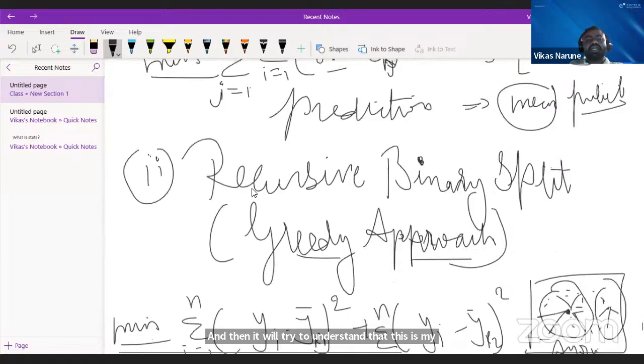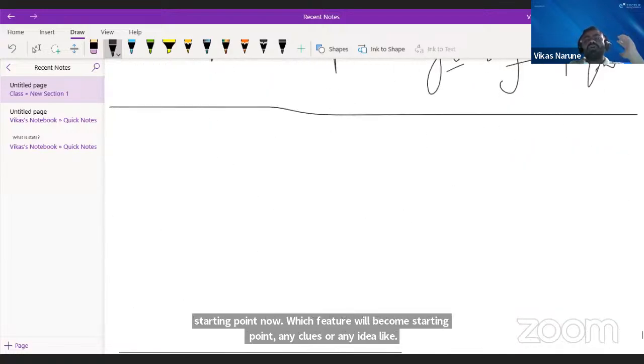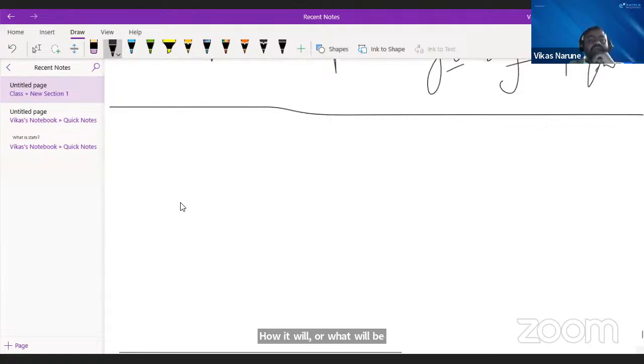Any clues or any idea how it will do this, or what comes to your mind? How do we perform this splitting? Weights. Okay. Roshni, ma'am, please, can you say? Age? But guys, weights or age, can you tell me your preferences? What is your logic in taking weight or age? Why are you taking this one?